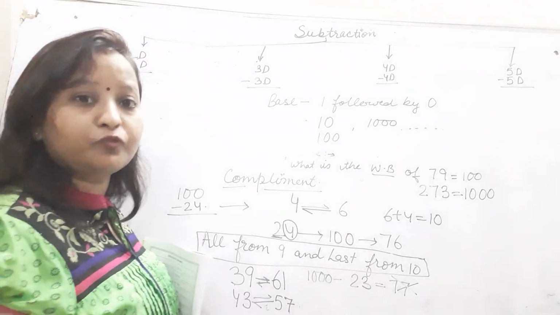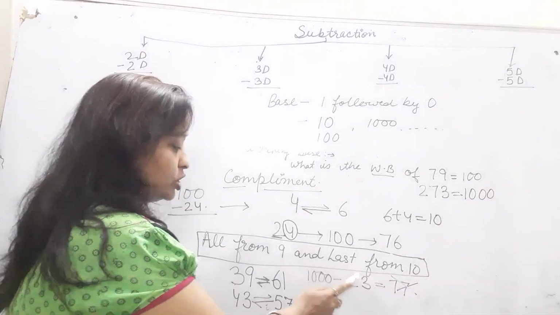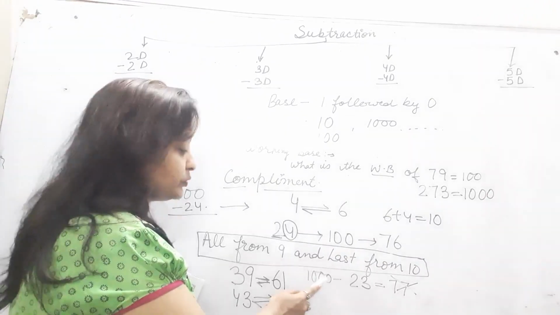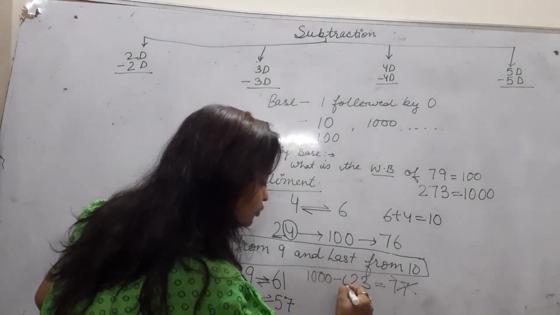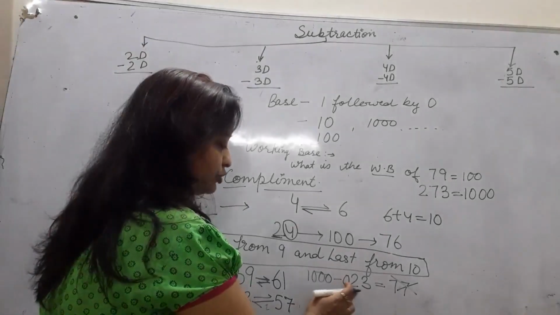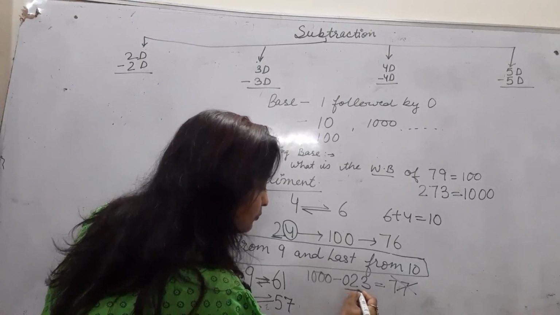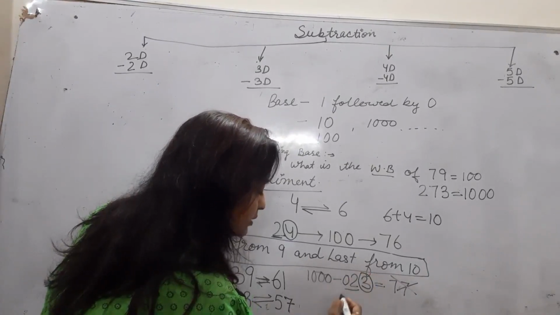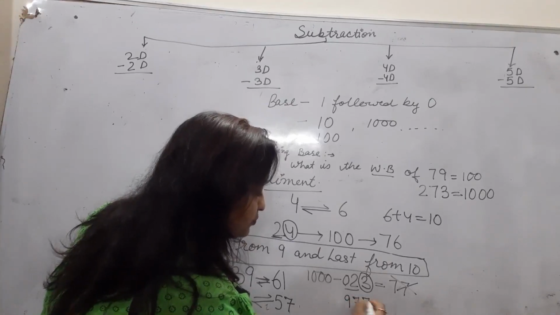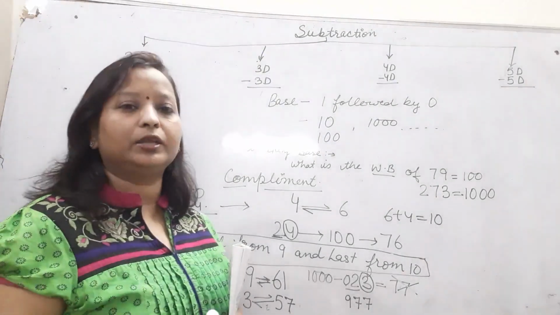It is the condition of formula all from 9 and last from 10, means number of digits should be equal to number of zeros. What will we do? We will put 0 before 23. 23 से पहले आप एक 0 लगा दीजिए. Now there are 3 digits equal to number of zeros. Now you can apply all from 9 and last from 10. 0 का 9, 2 का 7, 3 का 7 means 977 is the complement of 23.